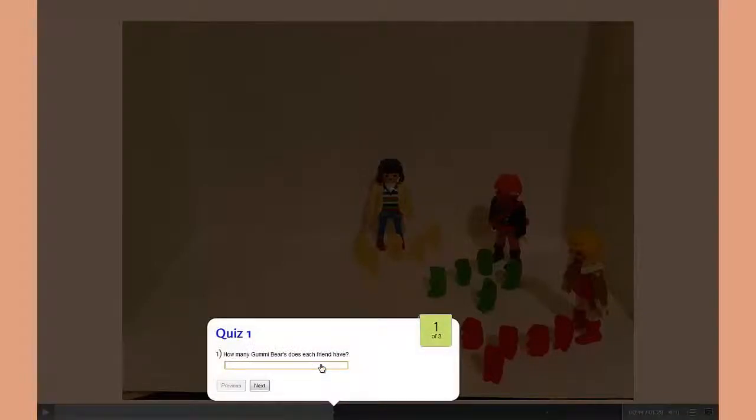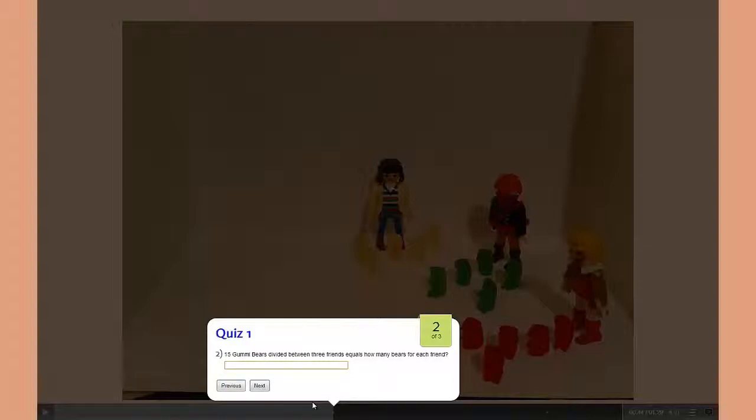First question. How many gummy bears does each friend have? Well, if you count Kristen, she has 1, 2, 3, 4, 5. And Jonathan, he has 1, 2, 3, 4, 5. And Sarah, she has 1, 2, 3, 4, 5. So the answer, well, you put your answer for a second. Okay, I'll put my answer. I'll see if I get it right.